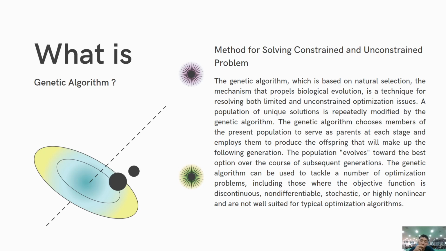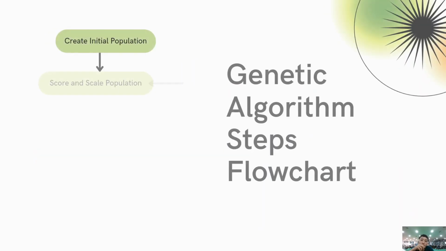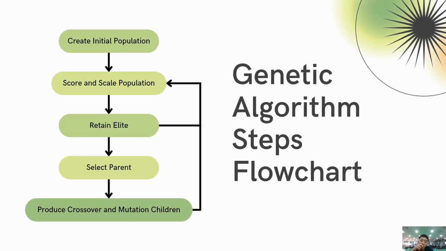This method can be used to tackle a number of optimization problems, including those where the objective function is discontinuous, non-differentiable, stochastic, or highly nonlinear, and are not well suited for typical optimization algorithms. And as you can see, this is a flowchart of the genetic algorithm. The first steps are create initial population, score and scale population, then retain the elite, and select the parents and produce crossover and mutation children.